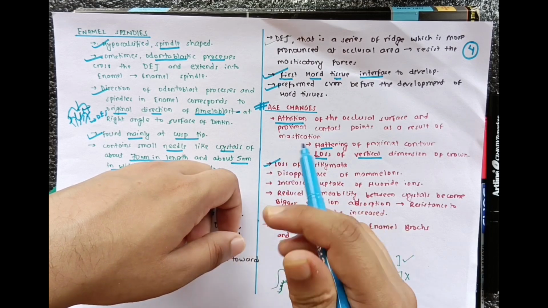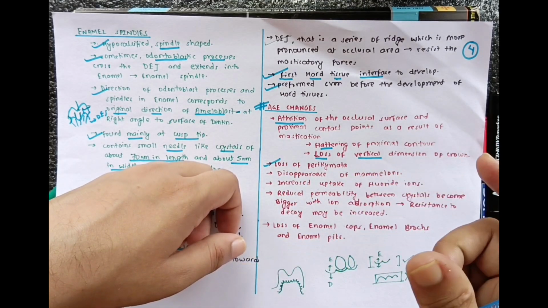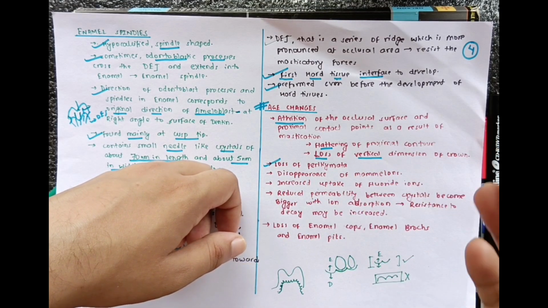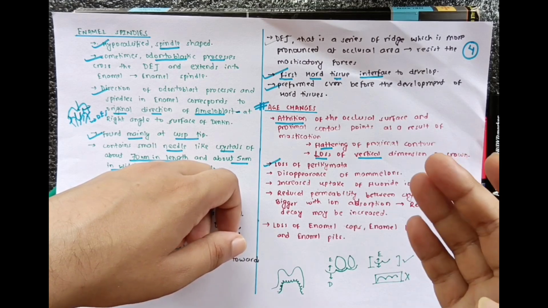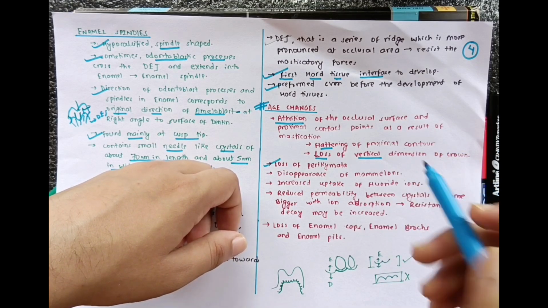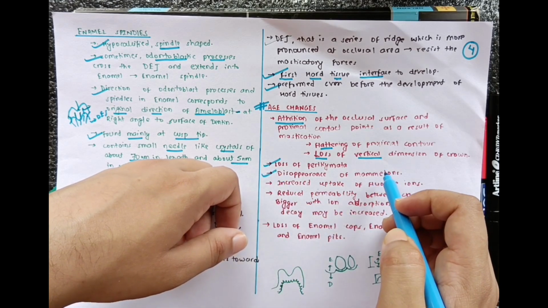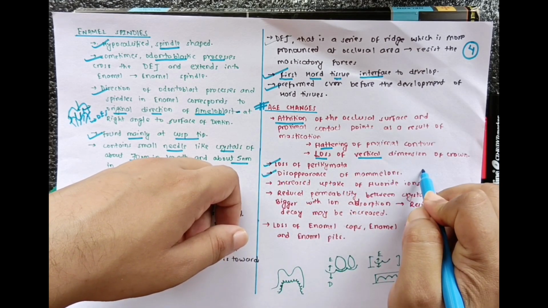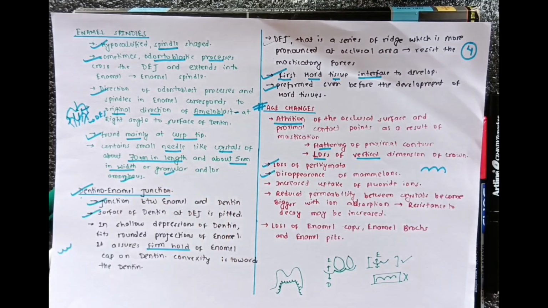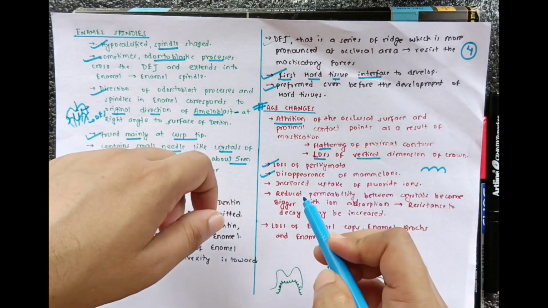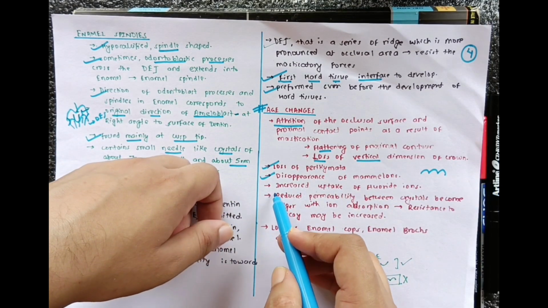Okay, it is easy to understand. After that, there is a loss of perikymata in newly erupted tooth. It is in more number, but after a few years, there is a loss of the perikymata. Similarly, there is disappearance of the mamelons. In a newly erupted tooth, there is a rounded projection present on the central incisors, so they disappear in the older tooth.